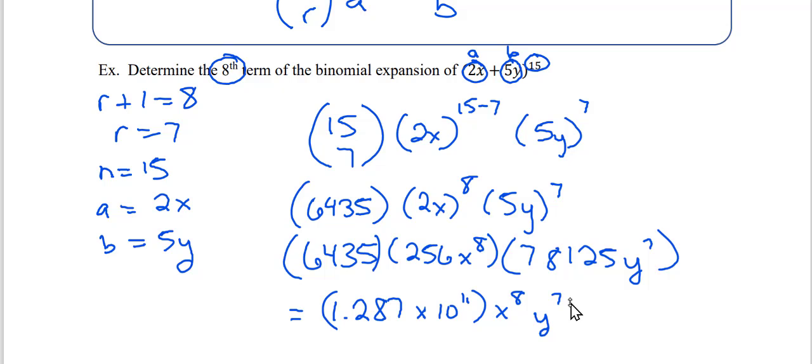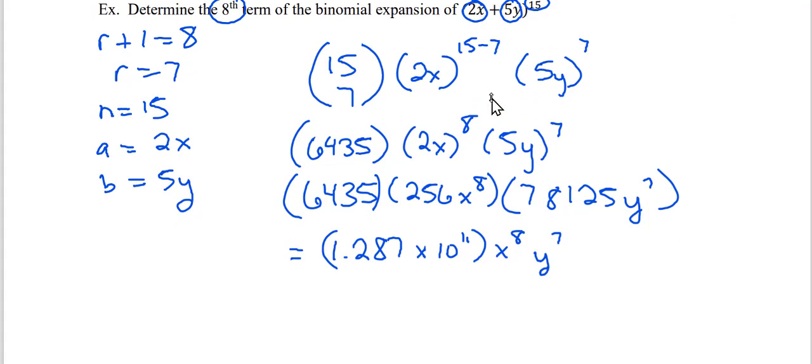Wowza. Can you imagine if we were trying to do that without the binomial formula? We would have to multiply this 2x plus 5y times itself 15 times. That would get a little crazy. So we don't want to do that if we don't have to. Your problems will not have such crazy numbers in them. I just picked some really bad numbers here. With this 15th power and such, it makes things get a little crazy.